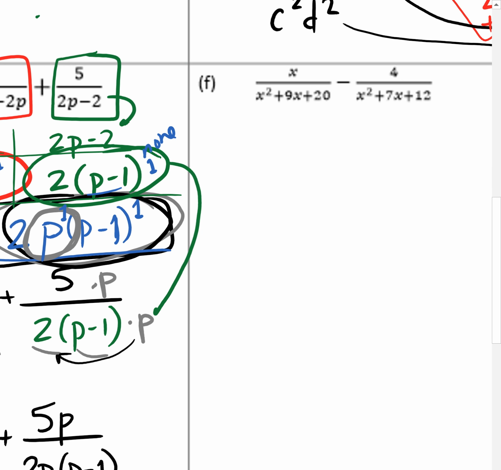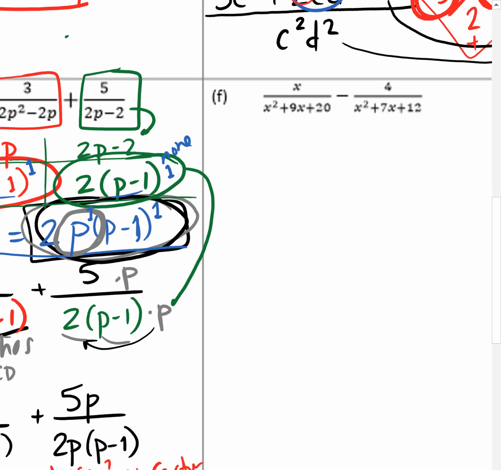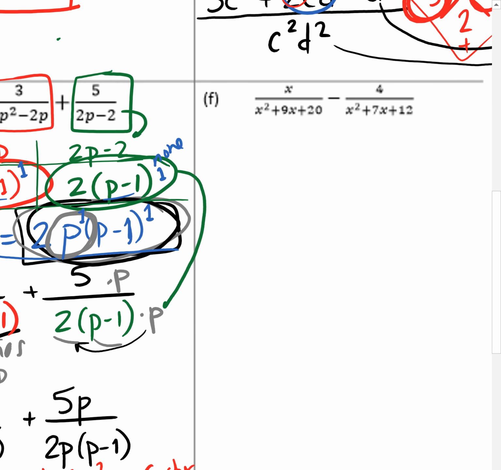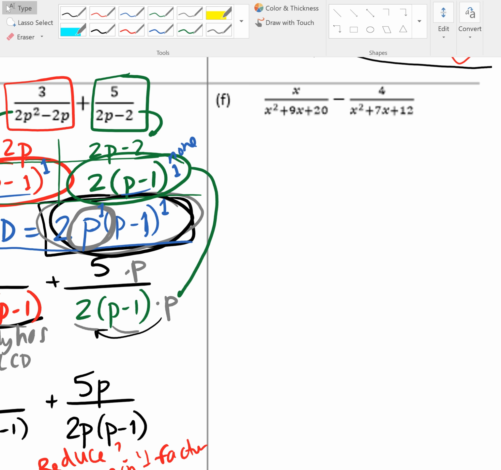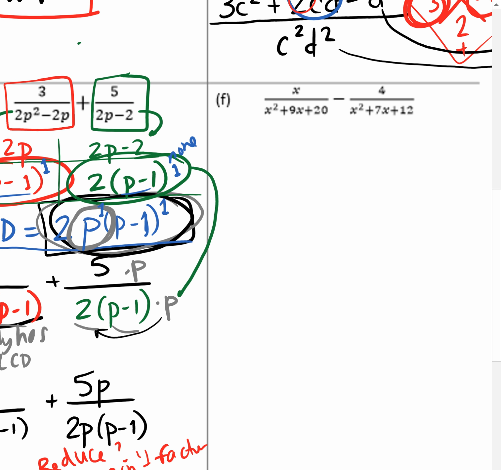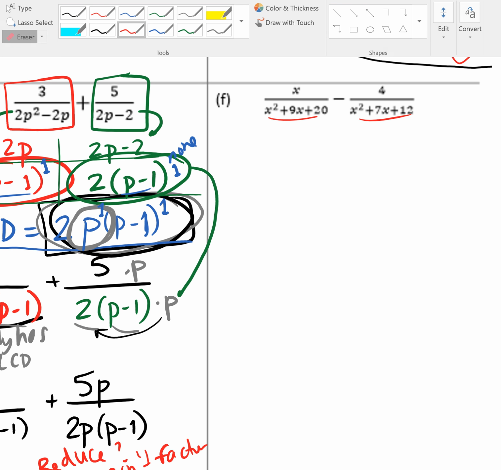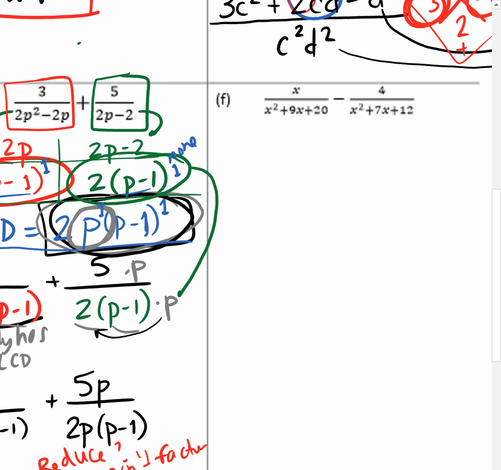Alright. Let's look at this next one here. X over x squared plus 9x plus 20 minus 4 over x squared plus 7x plus 12. Okay. This one, oh my gosh, it's so essential to factor these denominators. If you don't factor these, look at this guy. X squared plus 9x plus 20, x squared plus 7x plus 12. Oh my gosh. What the heck is the least common denominator between those guys? It's basically impossible to figure out unless we factor both denominators.